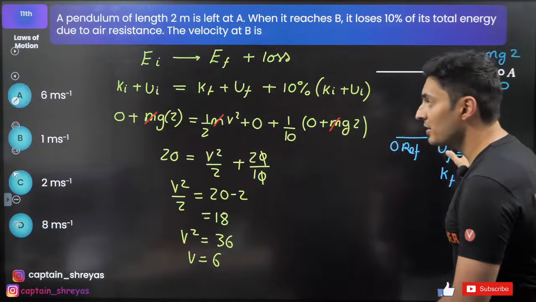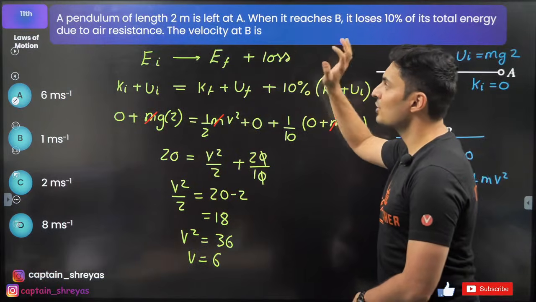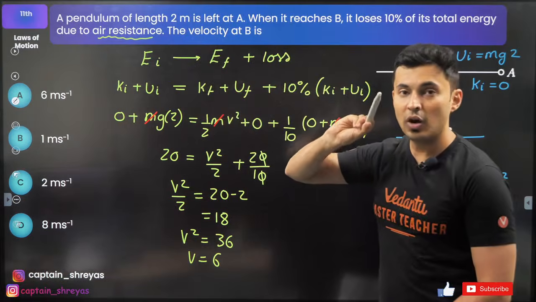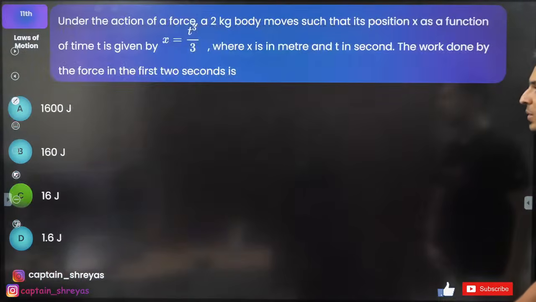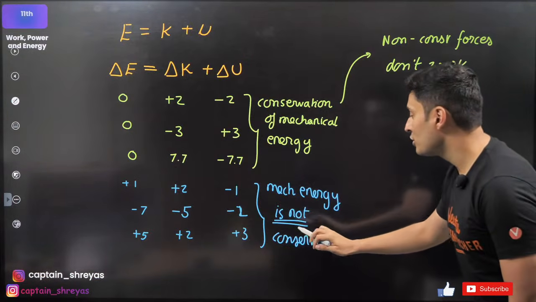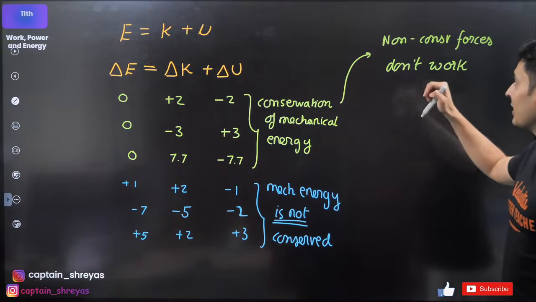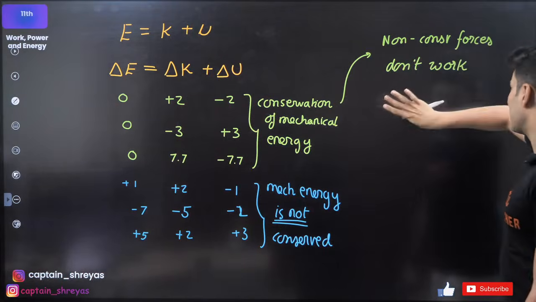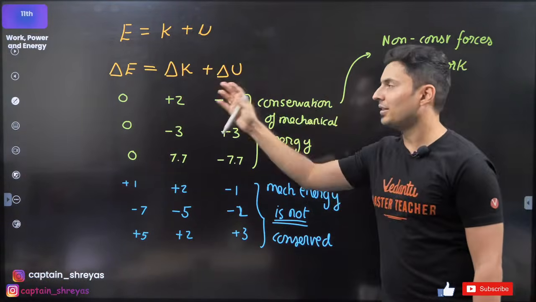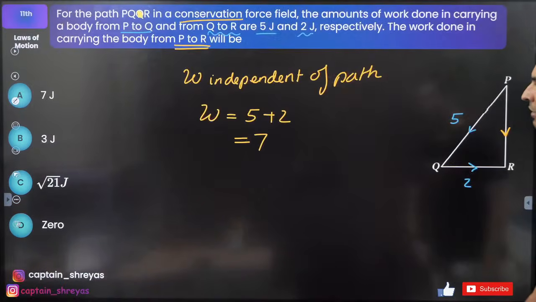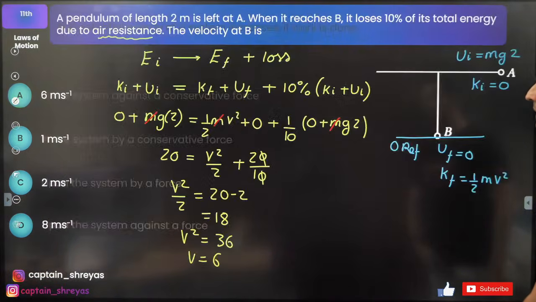Everybody understood? This is a beautiful question where mechanical energy is not conserved. Look at this, non-conservative force. That's what I was telling you some time back. Where is it? Our theory. Look at it over here. Yes, mechanical energy is not conserved when there is a non-conservative force which is doing work. If there is a non-conservative force and it does not do work, no problem, then energy is conserved. That's what I had told you. So there will be losses in those cases. Great, let's move on to another question maybe.